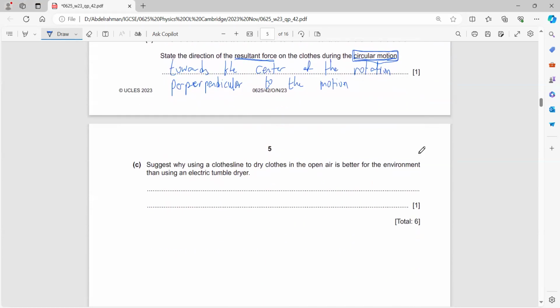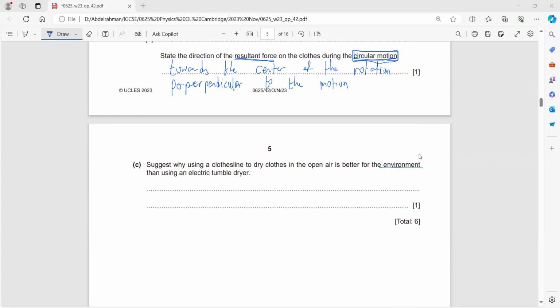Suggest why using clotheslines to dry clothes in the open air is better for the environment. Why is it better for the environment than using this tumble dryer? Why would it be better for the environment than the tumble dryer? Any suggestions?